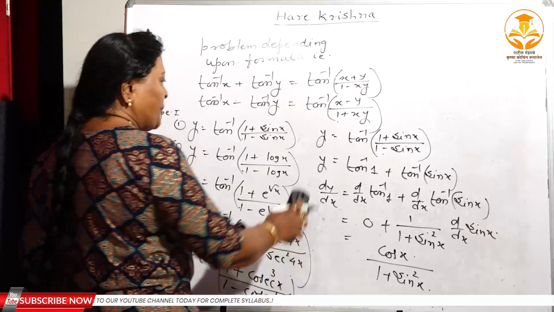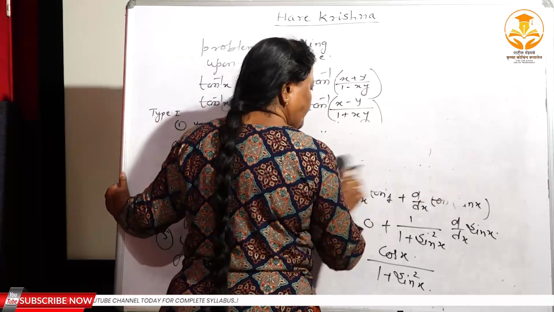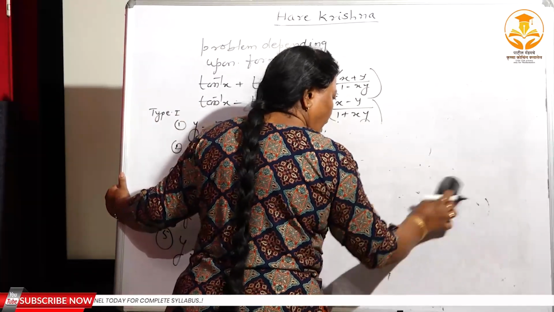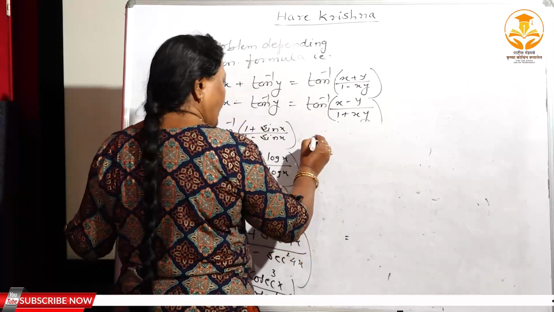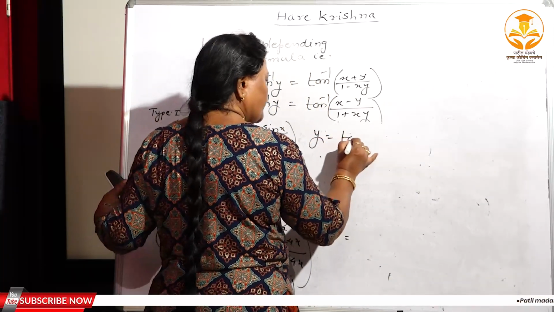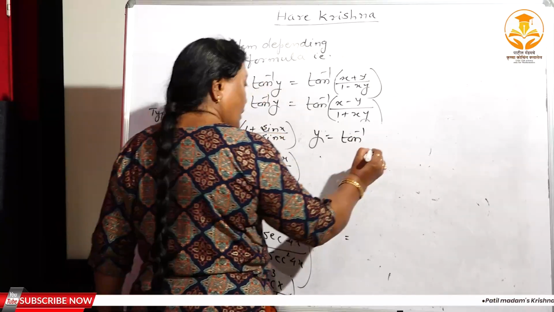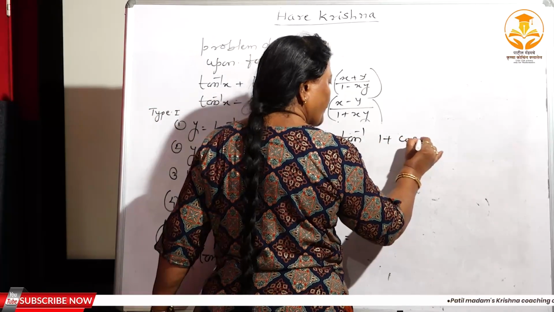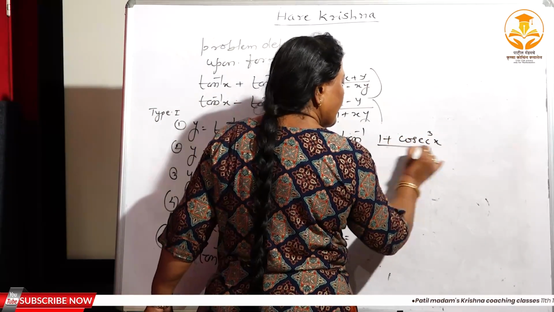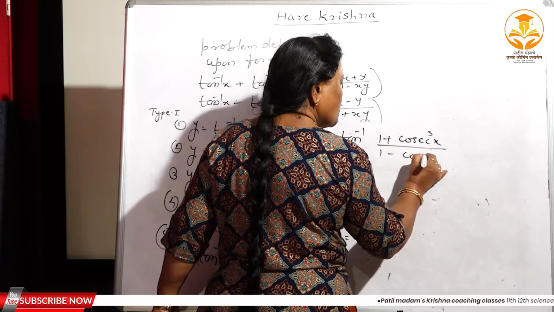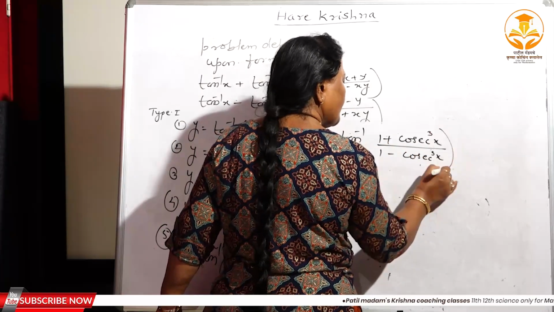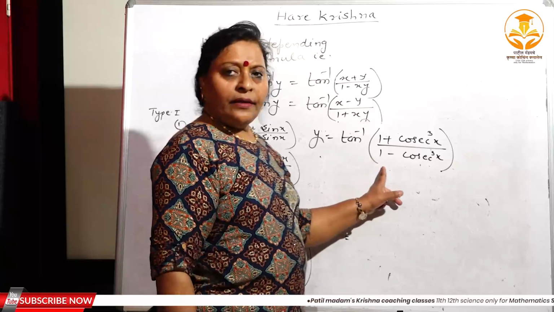Now I will take the fifth one, the last one, see. Last one, again very simple. You can do yourself. Tan inverse of 1 plus cosec cube x divided by 1 minus cosec cube x. Right? Again 1 is strictly there.